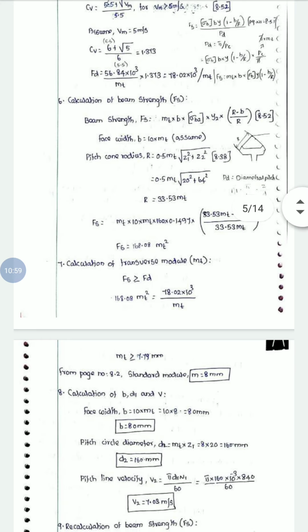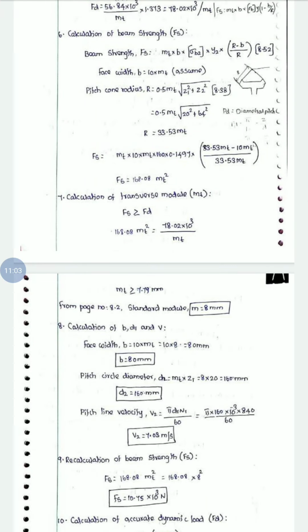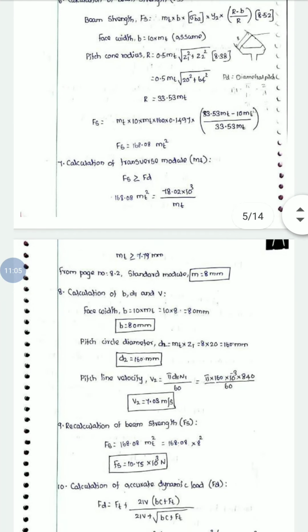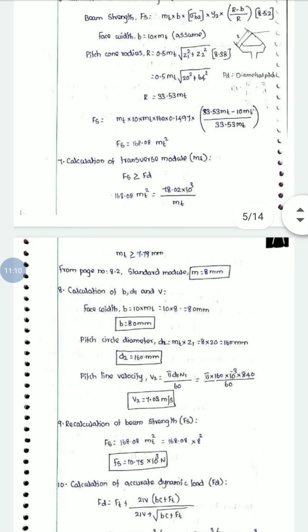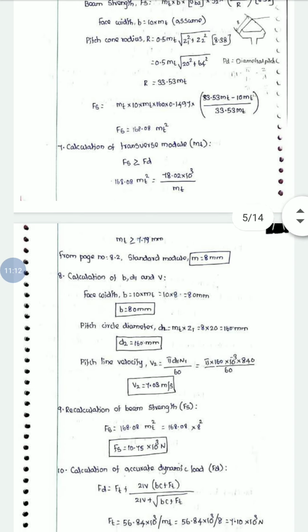For the face width B, we can assume that it is 10 times the module, that is 10 times the transverse module. Initially we are assuming that B can be written as 10 times the module, so B is equal to 10 times the module.